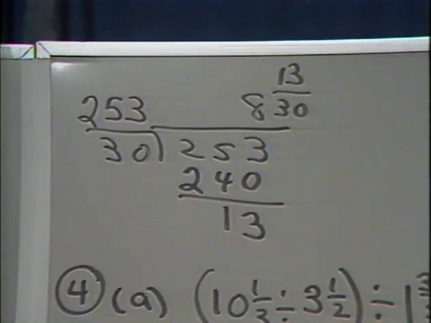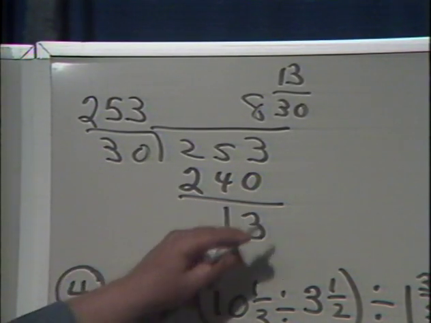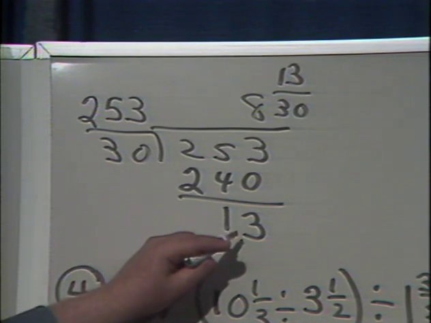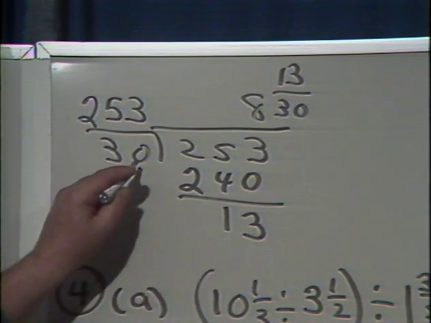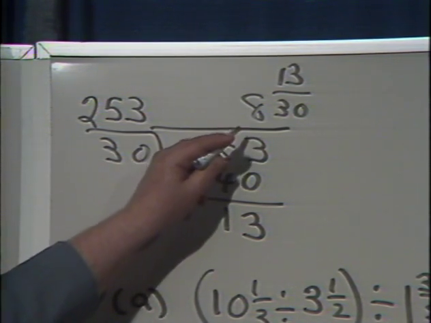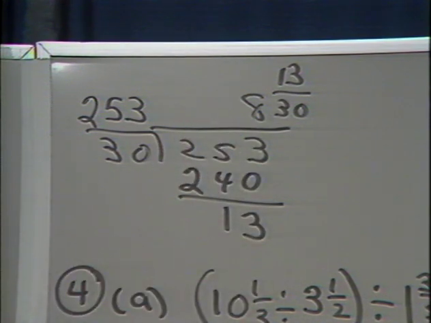So 30 goes into 253 8 times. 8 times 30 is 240. We subtract, we get 13. 13 what? 13 thirtieths. So the answer is 8 and 13 thirtieths. Okay?